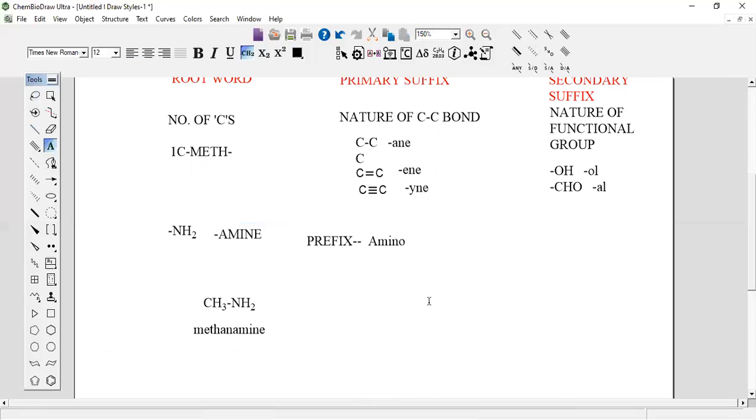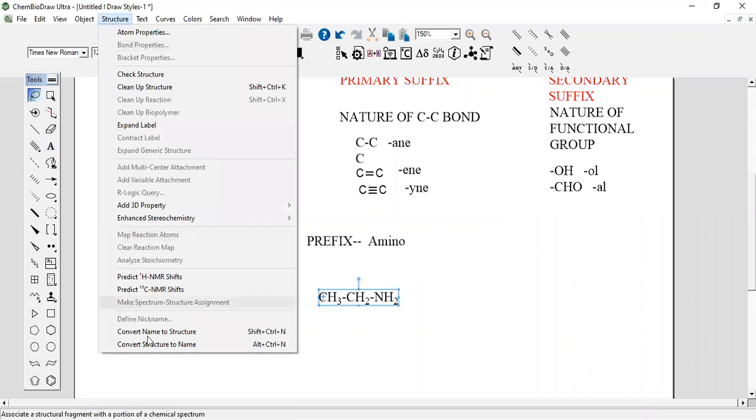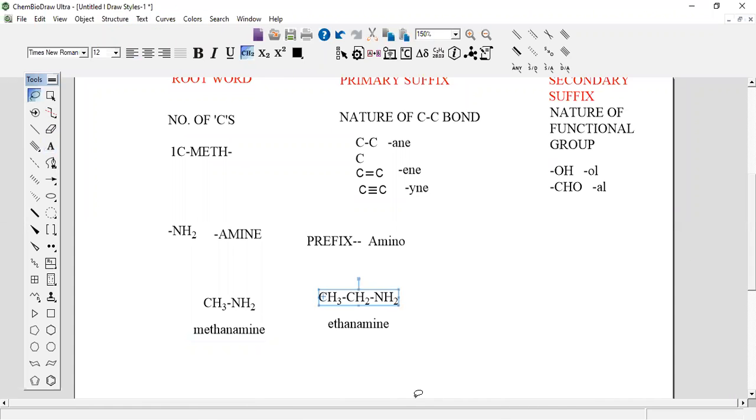Similarly, if you go for another compound, CH3, CH2, NH2. Generally, we call it aminoethane. Then what may be its IUPAC name? Can you tell me, anybody, what is its IUPAC name? Ethanamine.